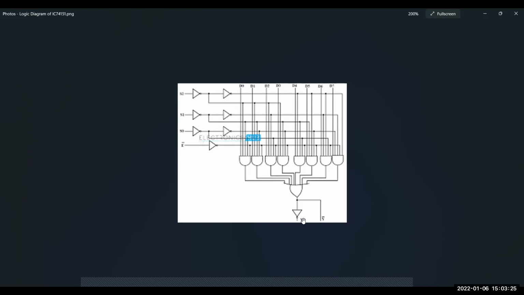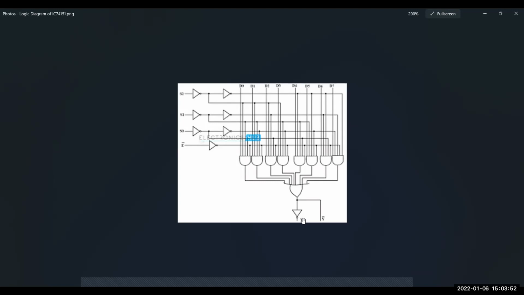Okay, is it clear now? Yes, sir. With the help of enable, we are getting the normal output as well as the inverted output.